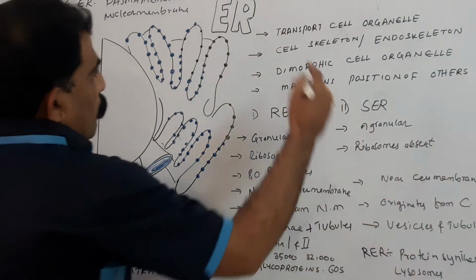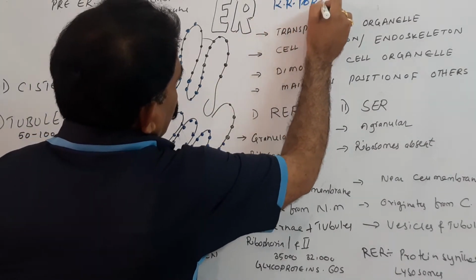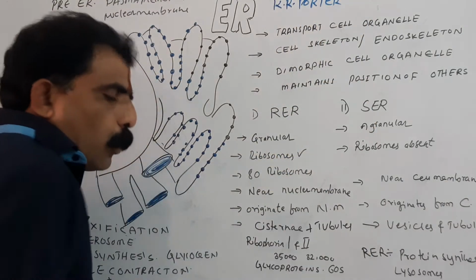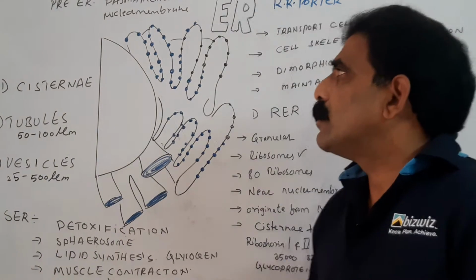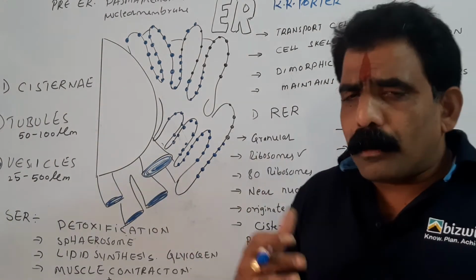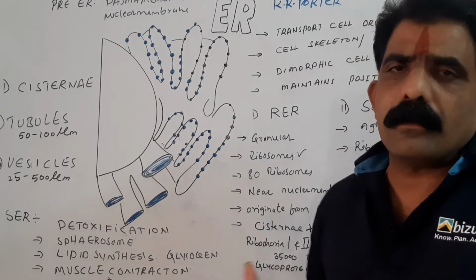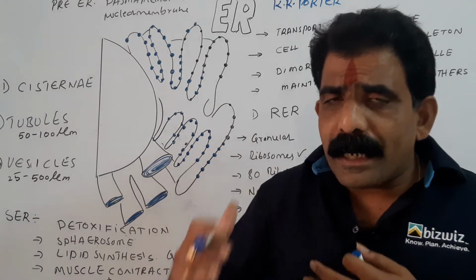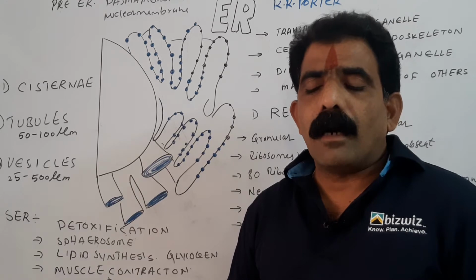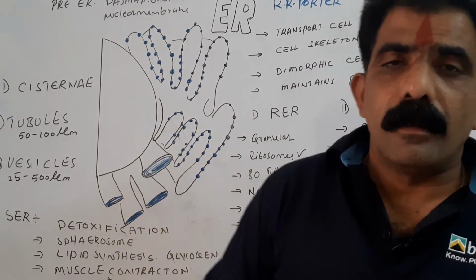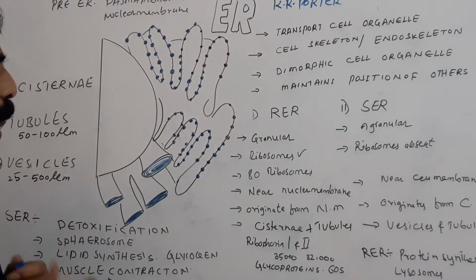ER was discovered by K.R. Porter. K.R. Porter was a scientist who discovered the ER, endoplasmic reticulum. Coming to the biogenesis of endoplasmic reticulum, this is produced by either pre-existing endoplasmic reticulum, the nuclear membrane, or the cell membrane. So, in these three ways, endoplasmic reticulum is produced.